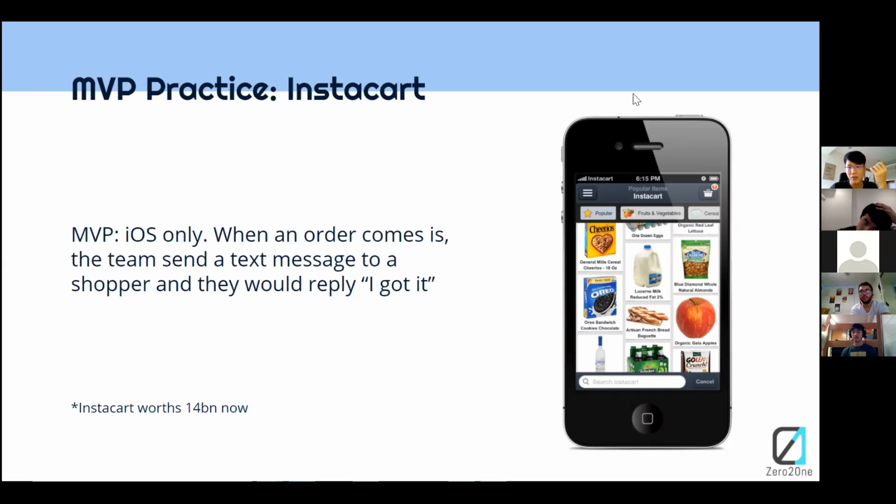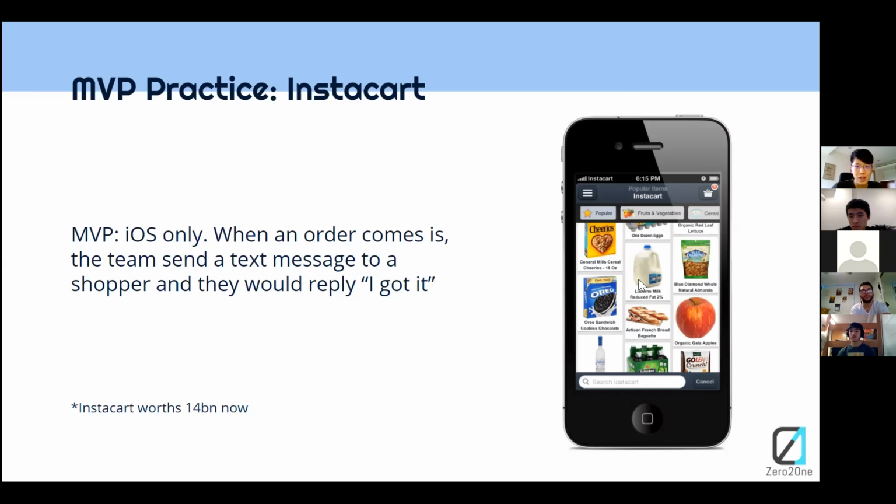They just list down all the ingredients that I have to buy, and then they reply, oh, I got it. That's literally how they do it. It's as simple as this. It doesn't have to be super complicated stuff to validate your assumptions for your solution, right?